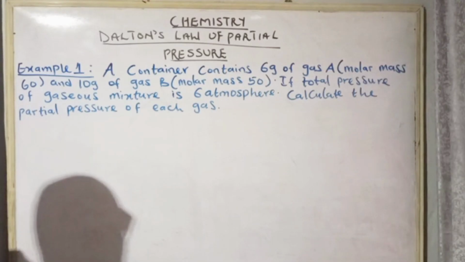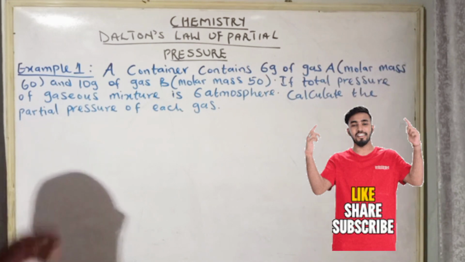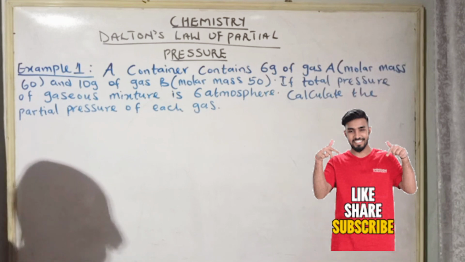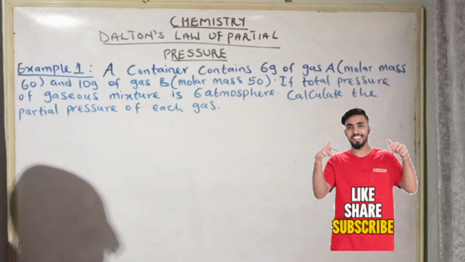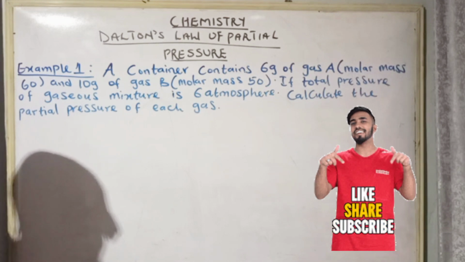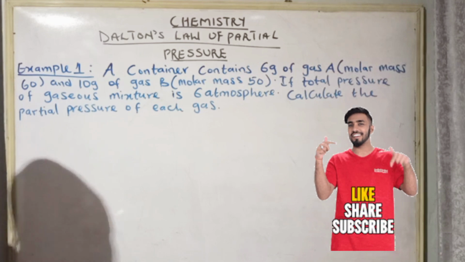Example 1. A container contains 6 grams of gas A with a molar mass of 60 grams per mole and 10 grams of gas B with a molar mass of 50 grams per mole. If the total pressure of the gaseous mixture is 6 atmosphere, calculate the partial pressure of each gas.